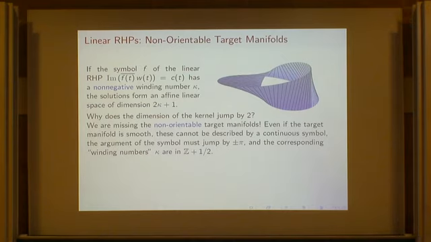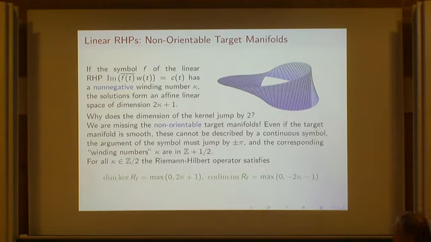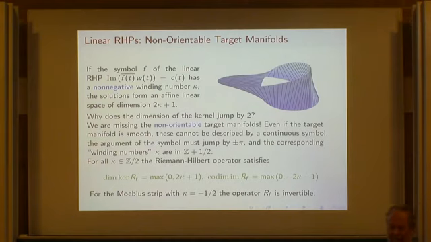So these non-orientable problems fit very nicely into the gaps which we have. And this is already an advantage of this geometric point of view. You see that something is missing. And this is the result expressed in a formal way. The best thing is, in fact, for the Möbius strip, with a negative twist, we have the index minus 1/2, and then this Riemann-Hilbert operator is invertible.